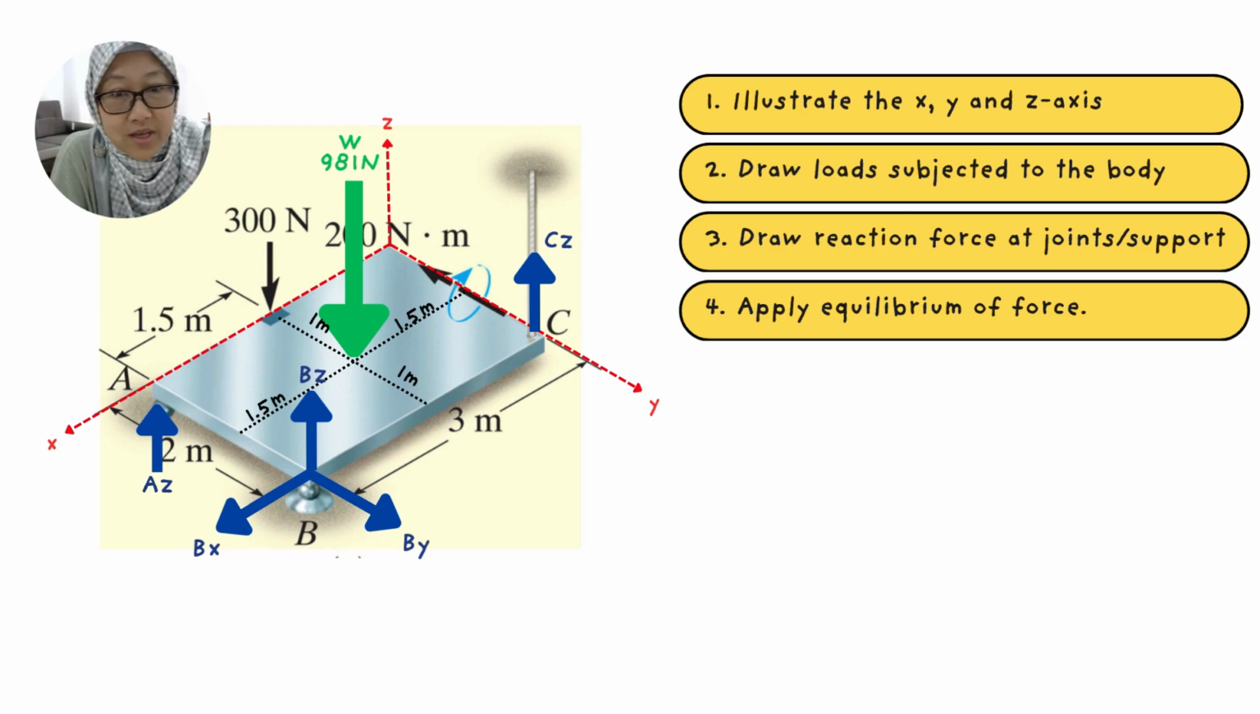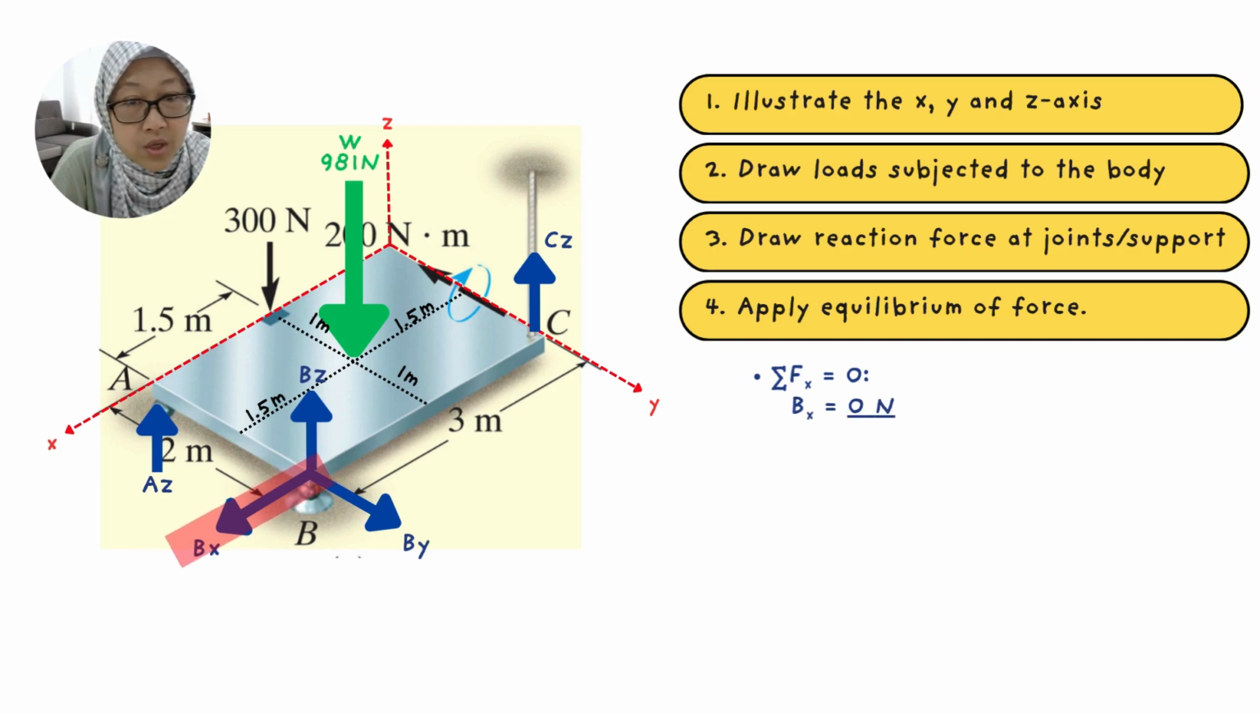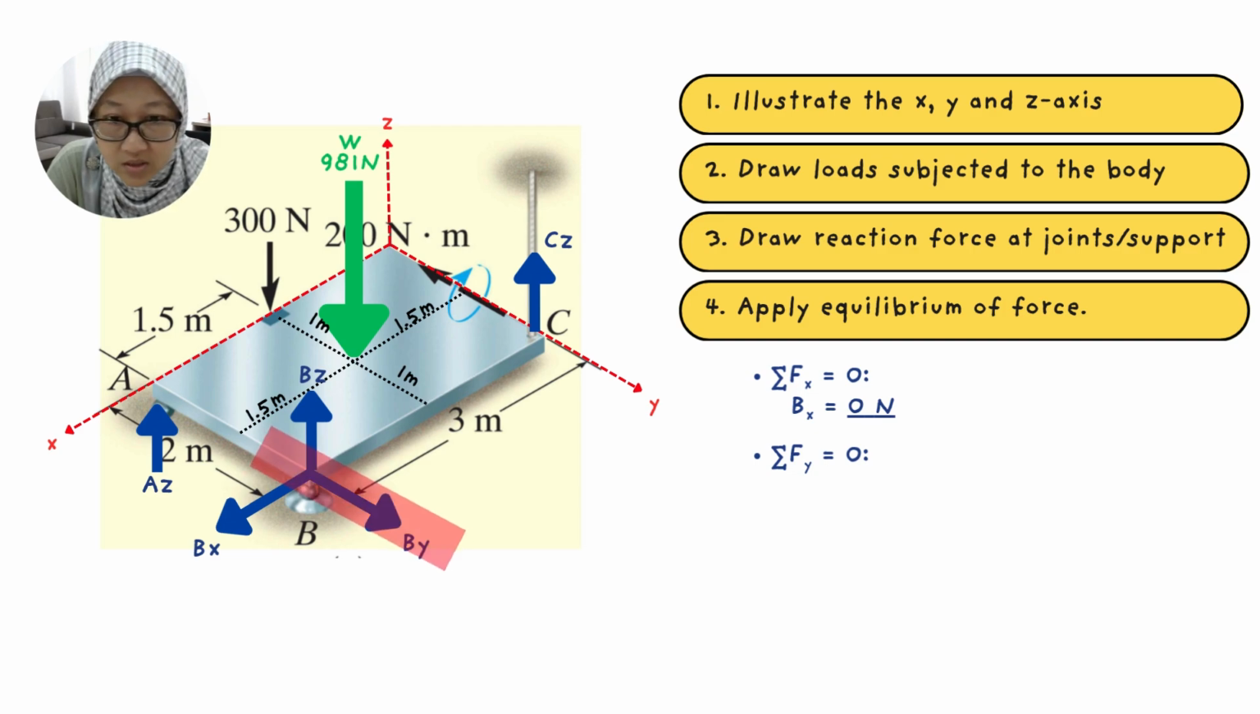then only can we apply the equilibrium of forces to do the calculation. Let's start with summing up all the forces in X to be 0. There's only one component in X, which is Bx, so Bx is equivalent to 0. Moving on to the next equilibrium condition, summing up all the forces in Y to be equivalent to 0. Again, there's only one component, By, which is 0 Newton.